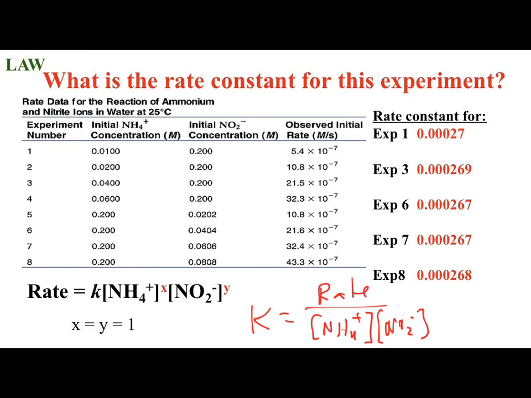Really, really small. How about the next one? Did I do this right? Yeah, I did. In fact, the rate constant for each of those is relatively the same. Why is it not exactly the same?